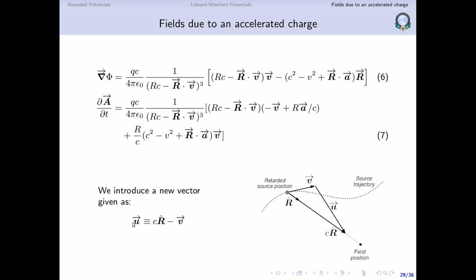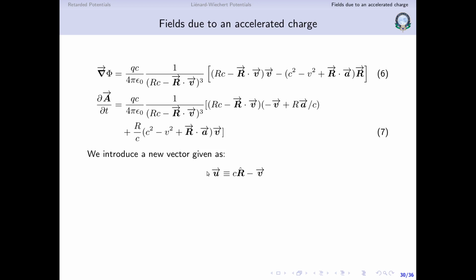So we introduce this new quantity u, and you can note here that if I take the dot product r·u, it will be r·(c r̂ minus v). So c is anyway constant, so we have r·u equal to c r·r̂ minus r·v. r·r̂ will simply give us the modulus r. So the first term will become rc and the second term will become r·v. So r·u will give us rc minus r·v. So this quantity that we have is nothing but r·u.